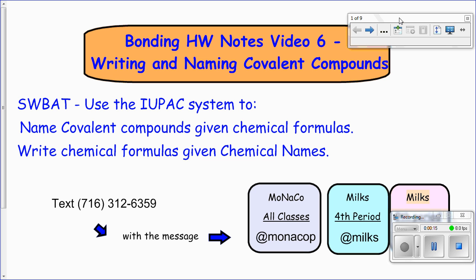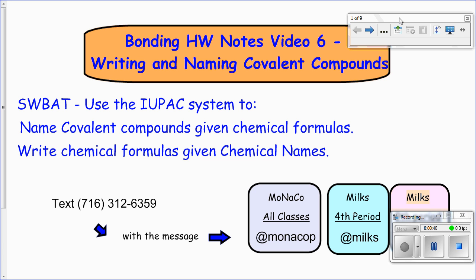We're in our sixth video in our bonding homework unit. We're talking about writing and naming covalent compounds today, which kind of follows suit from what we've done in the previous naming of ionic compounds, except there's a slight differentiation to the rules that we're going to apply. So you're going to be able to name covalent compounds given the formulas and give the formulas given the covalent name after our lesson today. At least have an idea how to start doing it.